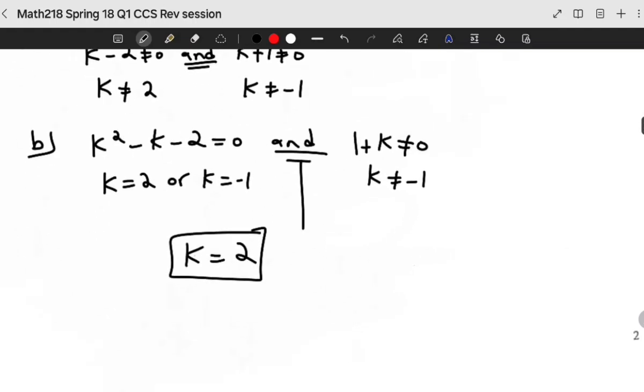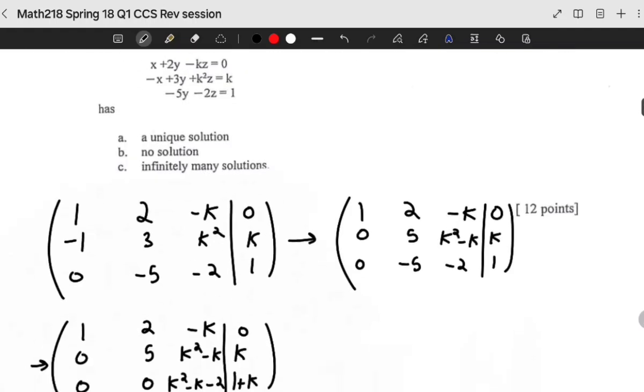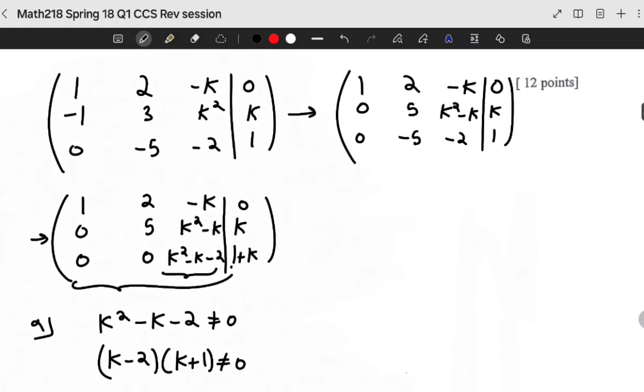What about infinitely many solutions? For infinitely many solutions, we want this to be 0 and this to be 0. Then it would be 0 equal to 0.